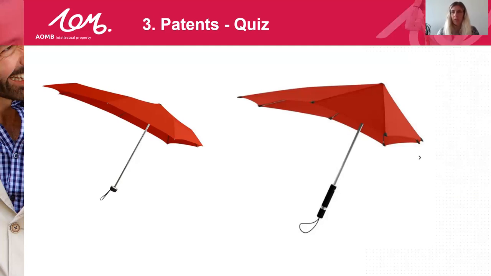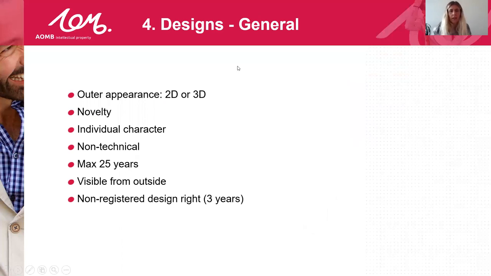Okay, so this will be our last topic, substantially about IP. So designs, Patrick already said something about it, but a design can lay on the outer appearance of a product, usually, or a product you use. It's two-dimensional or three-dimensional. Mostly you can think about something you find in your kitchen or bathroom, or also clothing, but also patterns. So for example, the pattern of Burberry or something else.